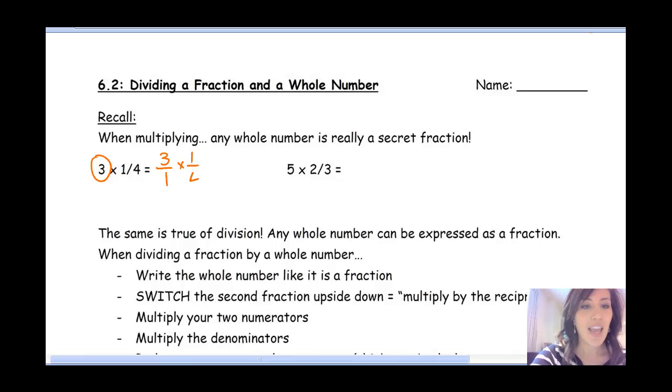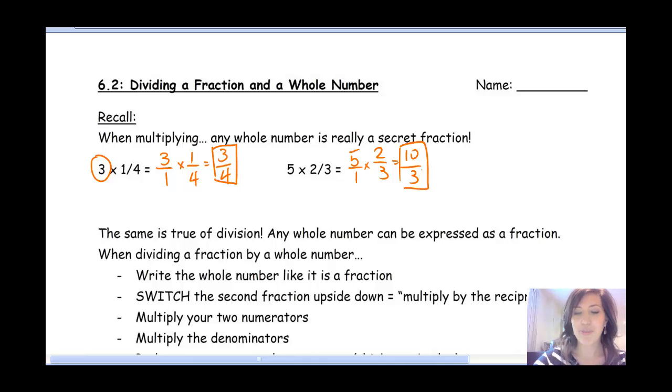Let's rewrite this. And then we just multiply the numerators, multiply the denominators, see if we can make this fraction any smaller. Nope, cannot be reduced. So we are good with 3/4. Same here, 5 can be expressed as 5 over 1 times 2/3. 5 times 2 is 10. 3 times 1 is 3. And there we go, cannot be further reduced.